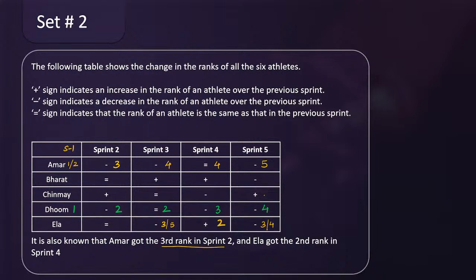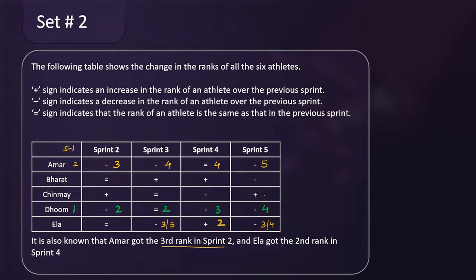Okay, am I clear about this thing? Yes or no? I hope I'm clear, right? ठीक है. अब और क्लैरिटी आ गई. Now since Dhoom has rank number 1 in sprint 1, Amar cannot have rank number 1 in sprint 1. So Amar will have rank number 2 in sprint number 1. Okay, so Dhoom is clear.